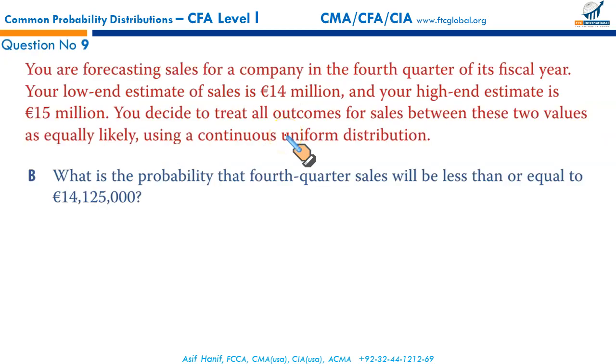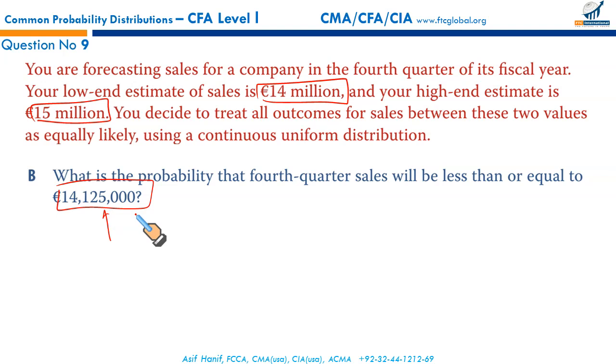Then next, what is the probability that 4th quarter sales will be less than or equal to 14.125? Less than or equal to 14.125. Remember, this is the lowest sale expected. This is the highest sale expected. We just want to calculate the probability of getting a sales number of 14.125.